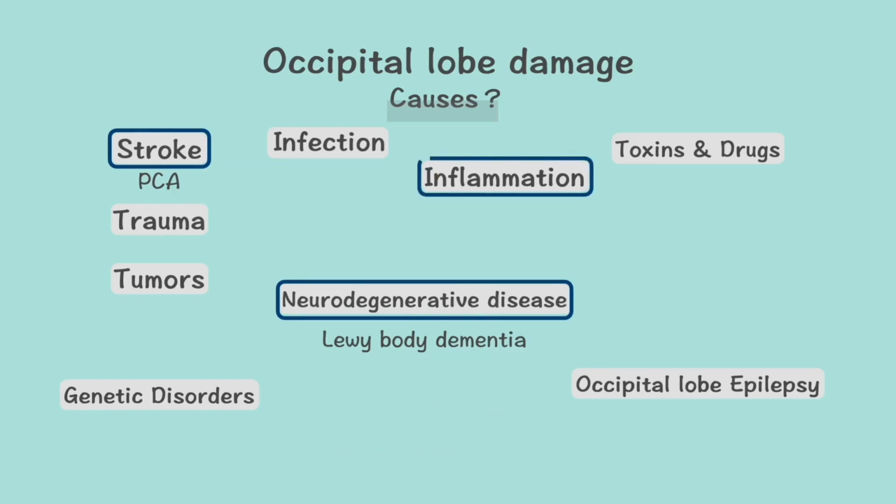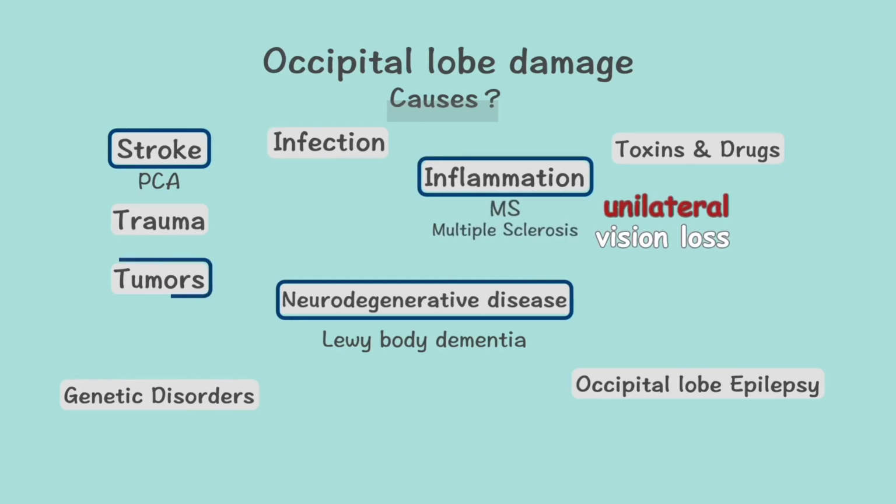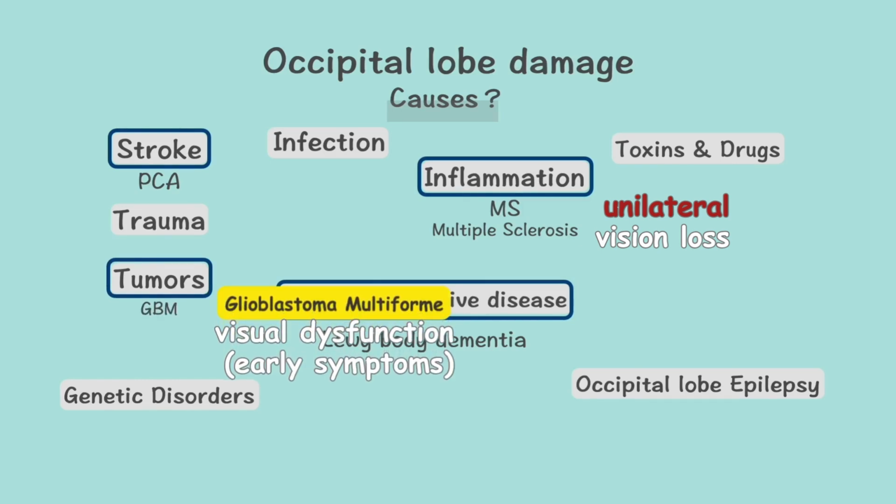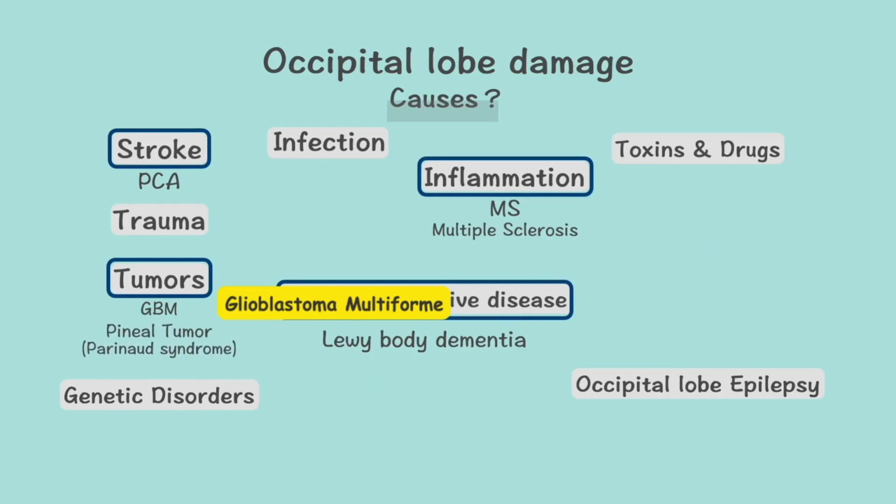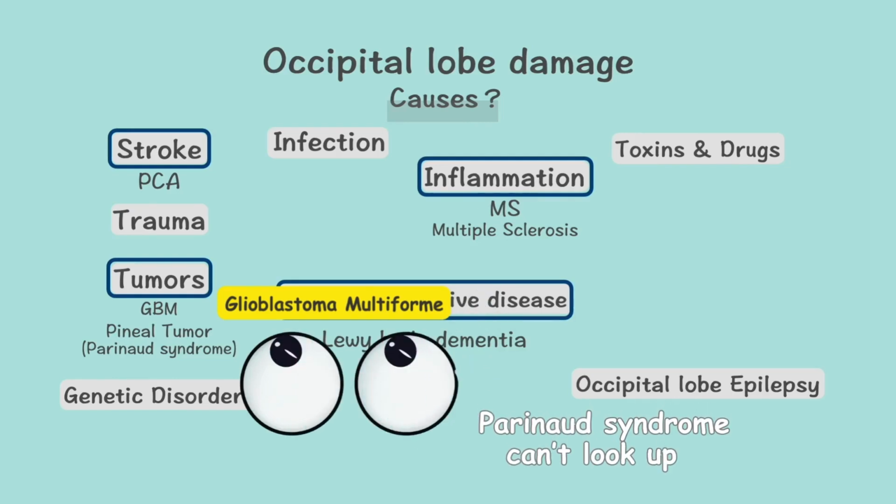How about inflammatory diseases? Multiple sclerosis can cause unilateral vision loss and visual field defects. The most aggressive brain tumor, glioblastoma multiforme, grows rapidly and can present with visual field deficits, visual distortions, and hallucinations as early symptoms. The pineal gland, located near the occipital lobe, can compress visual pathways if enlarged, leading to Parinaud syndrome, a condition where patients have difficulty looking upward due to characteristic eye and movement abnormalities.